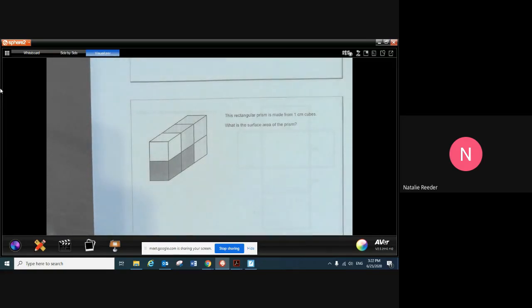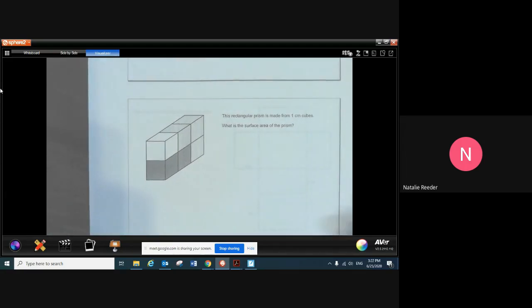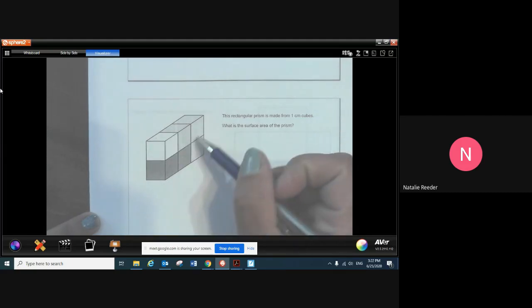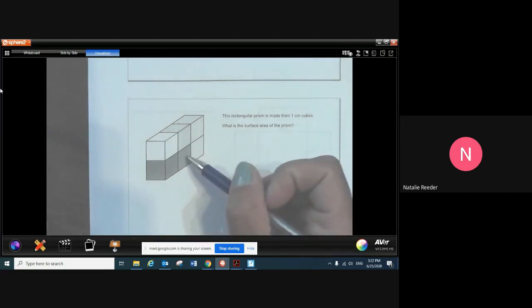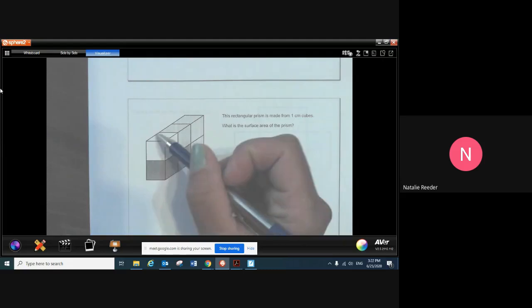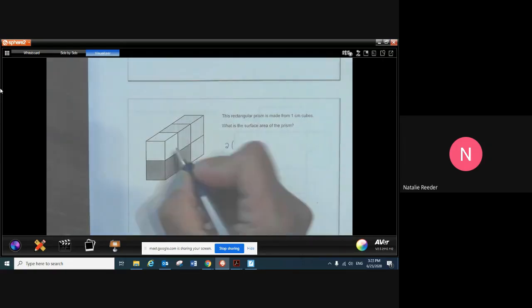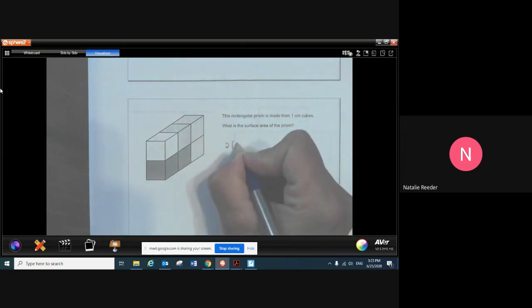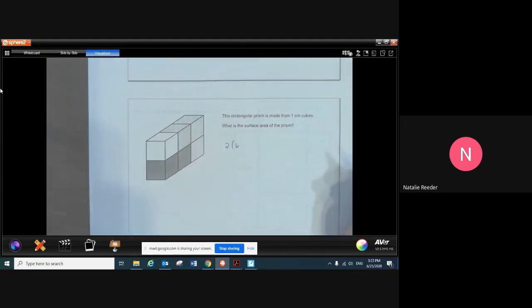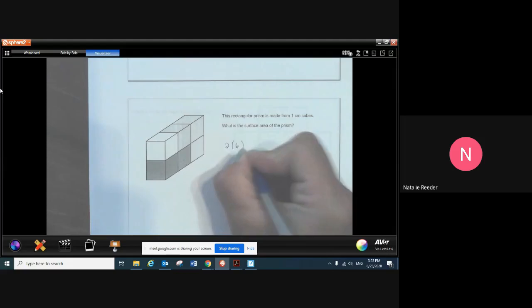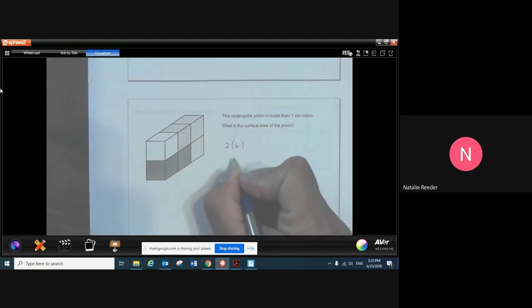Well, basically, we could count all the faces of the prism that has been created, or we can just think and say, well, I know that this side over here, the front, let's say this is the front, is the exact same size as the back. So basically, I have two sides that have 6 squares. 1, 2, 3, 4, 5, 6. So the front and the back in total gives me 12 squares because 2 times 6 gives me 12.